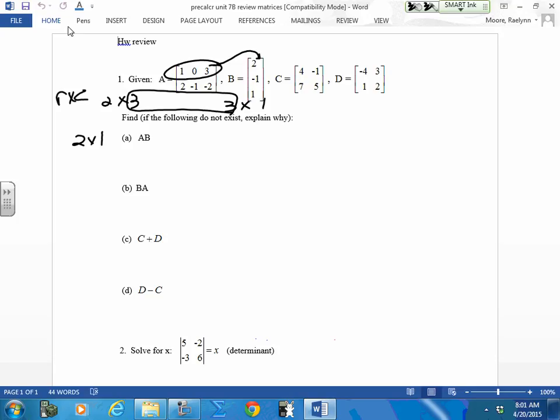So we're going to multiply element for element. 1 times 2. Remember, it's easy if you multiply them out and see them there. Plus 0 times negative 1. Plus 3 times 1. End of that column. Next row. Do the same thing again. Element for element.